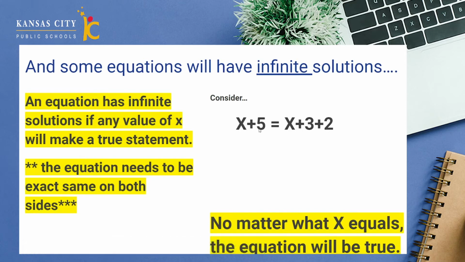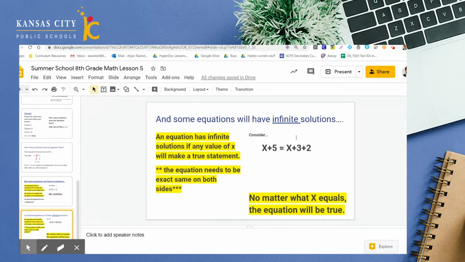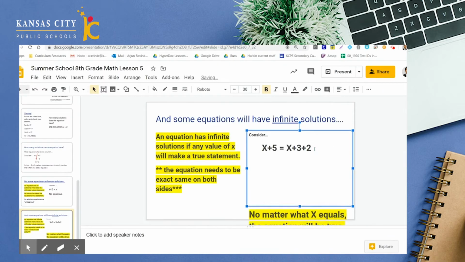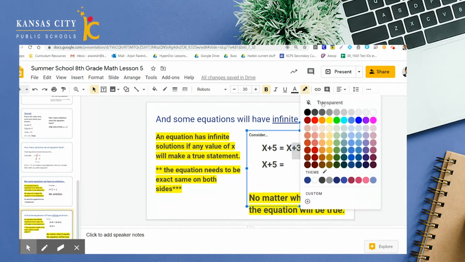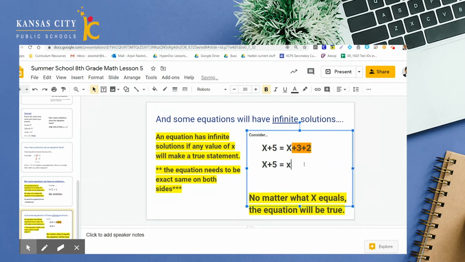Here we see x plus 5 is equal to x plus 3 plus 2. Well, is there anything we can do on the right-hand side of the equation that we can combine? Sure. X plus 3 plus 2 can be combined. So we have x plus 5 equals, 3 plus 2 can be added together. Those are like terms. That's x plus 5.